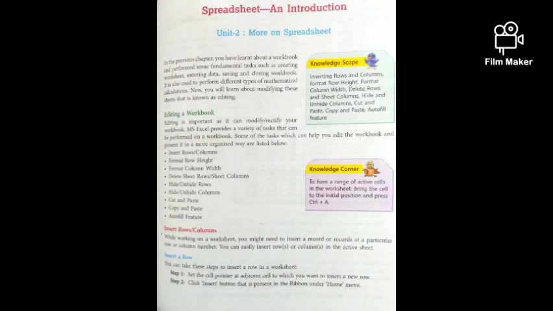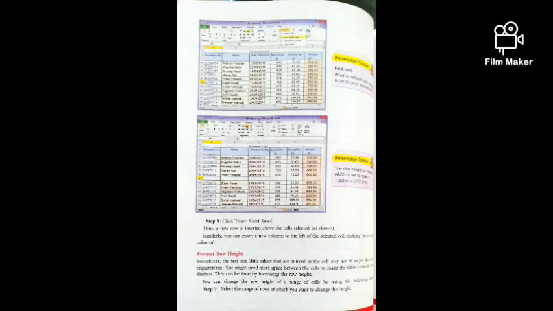In the same way, if you want to insert a column, you select the specific column and right click over there and go to the insert option, or exactly the same way you can go to insert in the Home tab under the Cells group, and select the column. When you select the column, one column will be inserted in between.